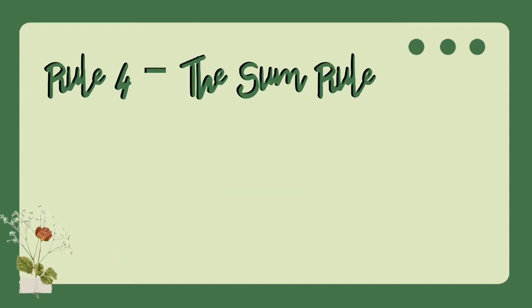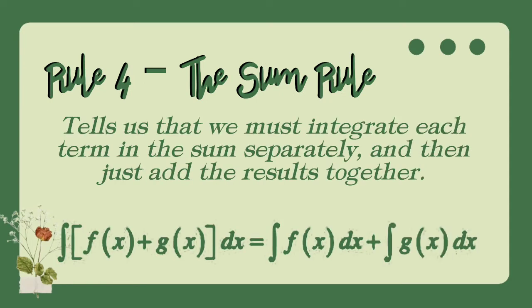Rule 4. The sum rule tells us that we must integrate each term in the sum separately and then just add the results together. The integral of open bracket f of x plus g of x close bracket dx is equal to the integral of f of x dx plus the integral of g of x dx.